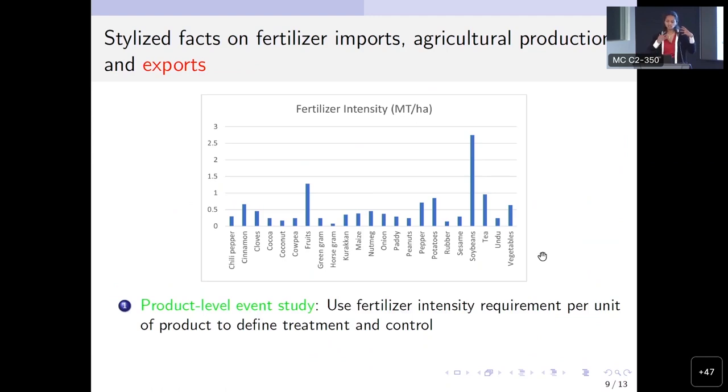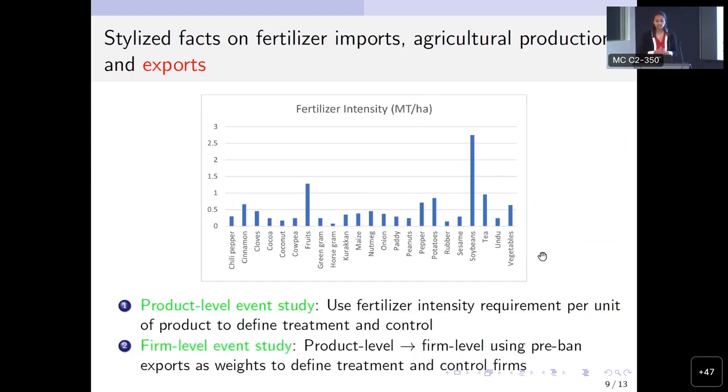What we're going to be doing is, first, in our product level event study, we're going to be comparing the exports of crops that require more fertilizer inputs in their production compared to the exports of crops that do not require much fertilizer. And we use the 75th percentile as the cutoff to define the treatment group and the control group.